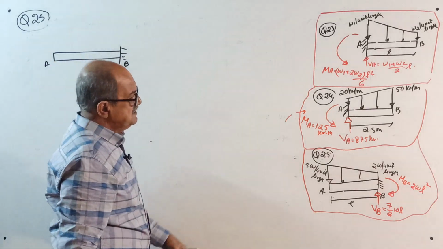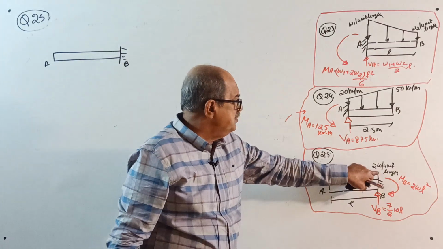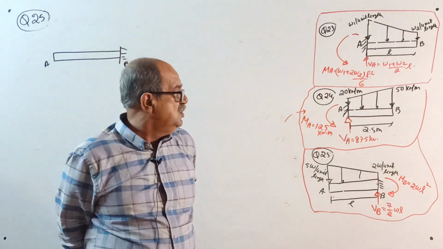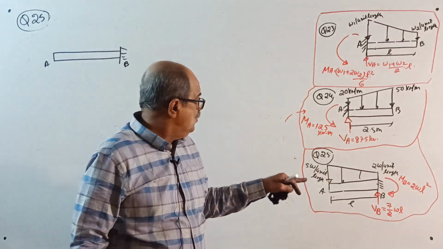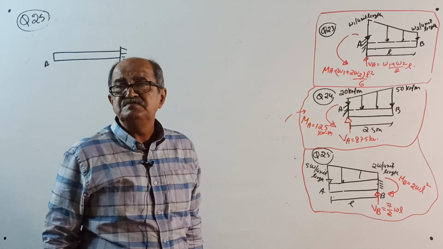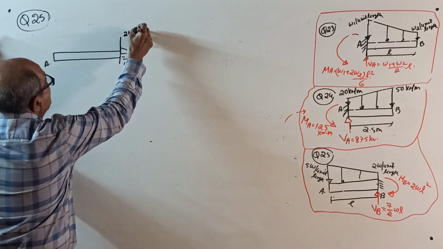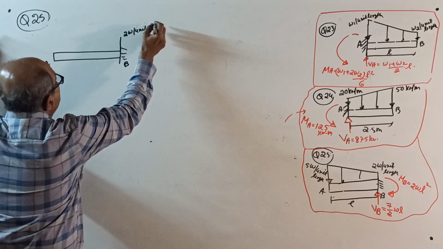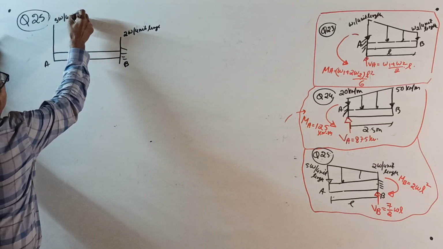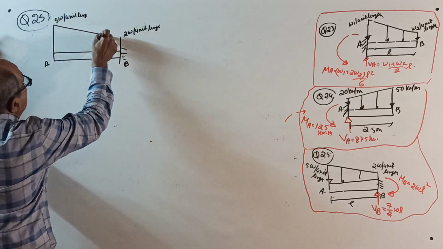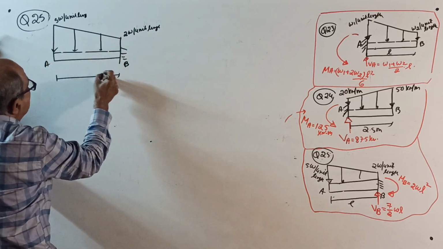Then it is loaded by uniformly varying load of intensity 2W per unit length at the fixed end, which linearly increases to 5W per unit length at the free end. So fixed end is here, 2W per unit length. Here it increases linearly to 5W per unit length. This is the trapezium. Span is L. Write the sketch here.